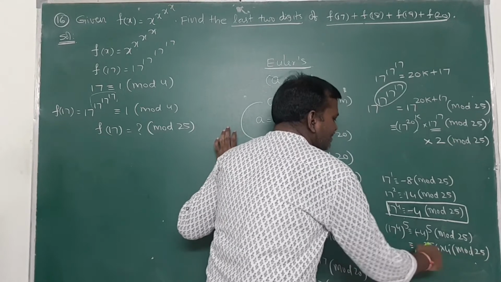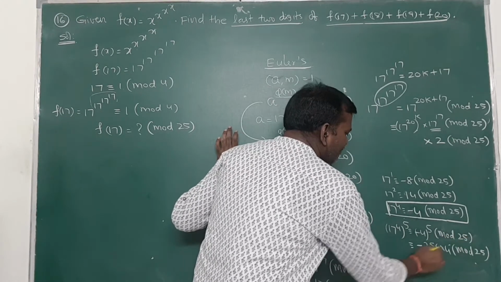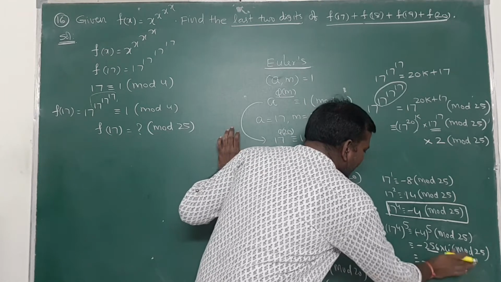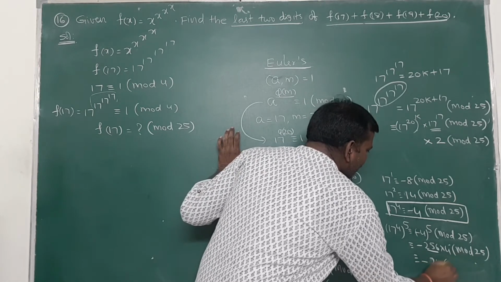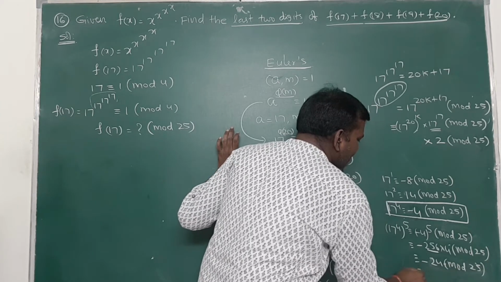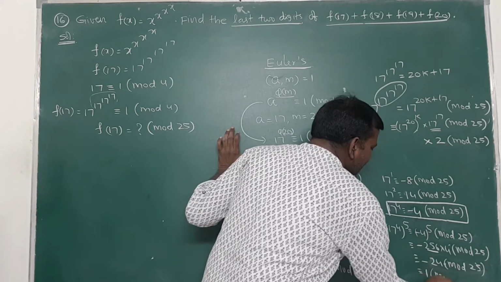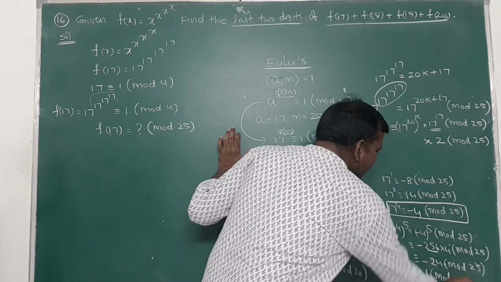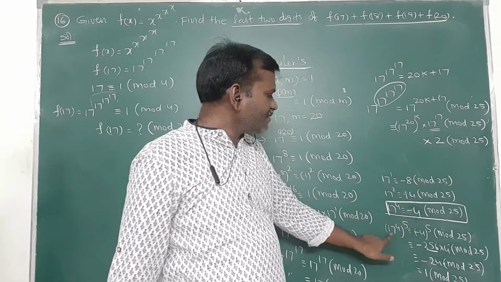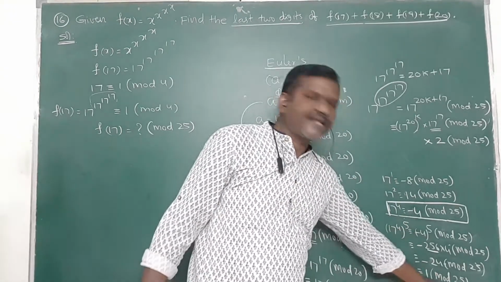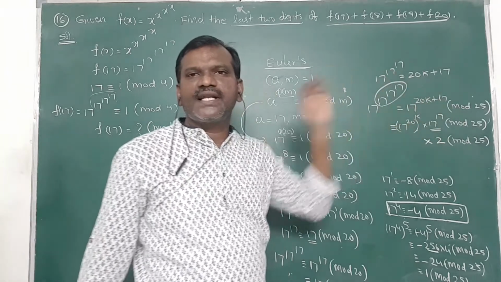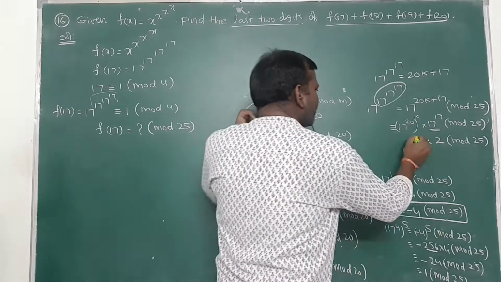So this value is 6, when divided by that one, minus 6 into 4. That means minus 24 I am getting here. Minus 24 mod 25. Minus 24 means what is the remainder? 1 is the remainder here. So 17 power 20 leaves 1 remainder when divided by 25. So 1 power k, 1 power anything is 1 only. So that's why here I am getting 1.